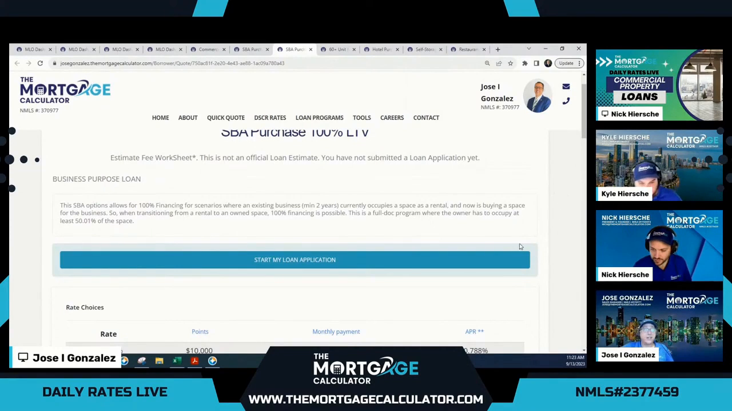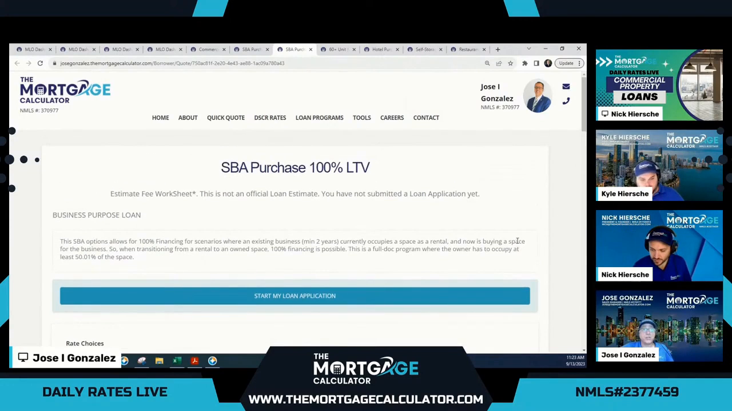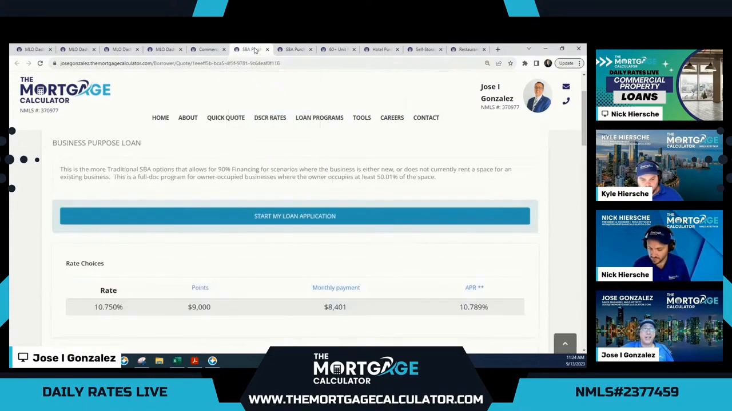So that is a great option for business owners that want to transition their business from renting a space to owning a space. This happens a lot, for example, with warehouses, right? You have the business, you're renting a warehouse, business is going well. Now you want to buy your own warehouse, maybe a bigger one. So very good option there for 100% financing of an investment property.